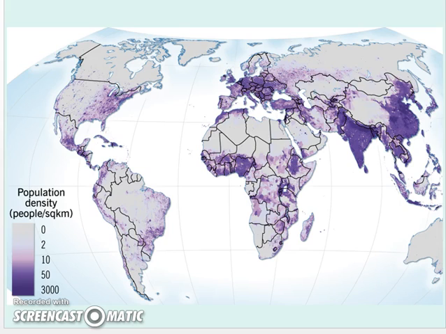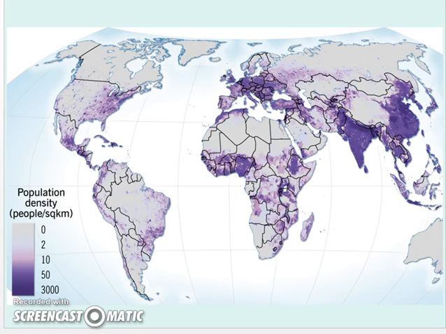All right, so this map here shows you population density. The dark purple areas are places where there's a lot of crowding, where a lot of people live in small areas. So you can see India is actually the most populated country on the planet, and China is a close second.